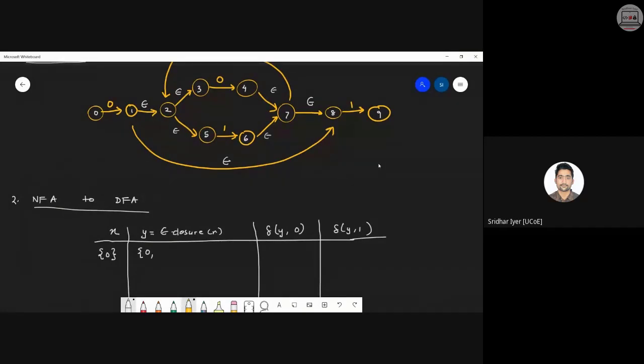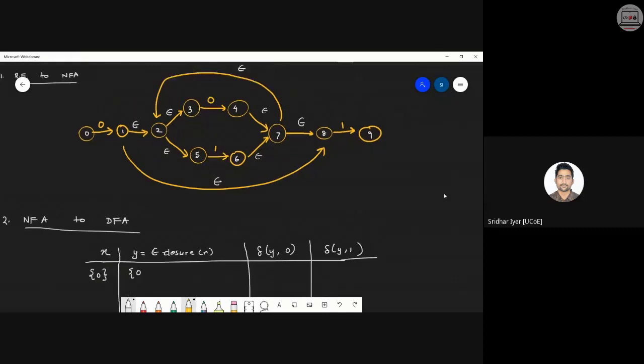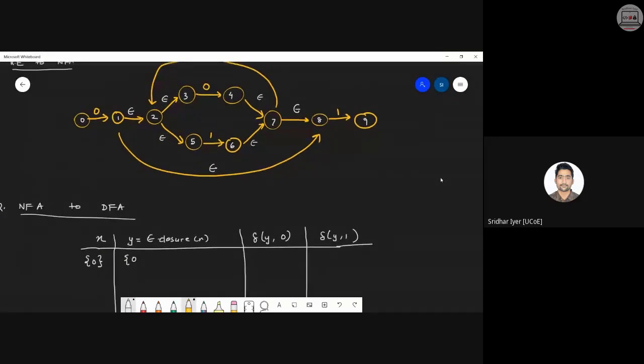What values will come inside this set? 0 will come for sure. What else? From state number 0, can we travel to any more states with epsilon as the path? Nothing. Is there anything else? See over here. We can go from 0 to 1, but that is not an epsilon path, right? It stops right there. Is there any other path available? No. Am I clear? Kindly let me know.